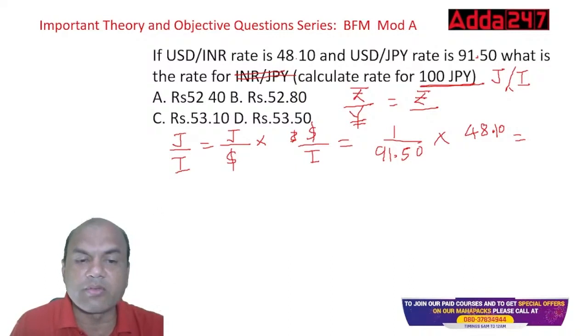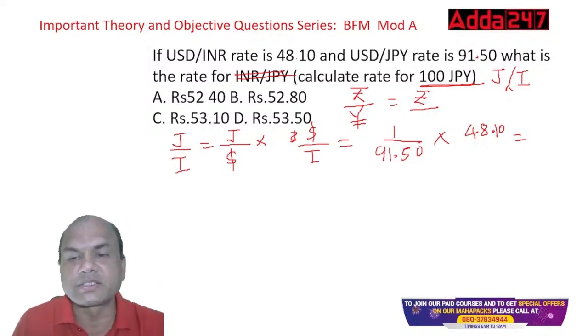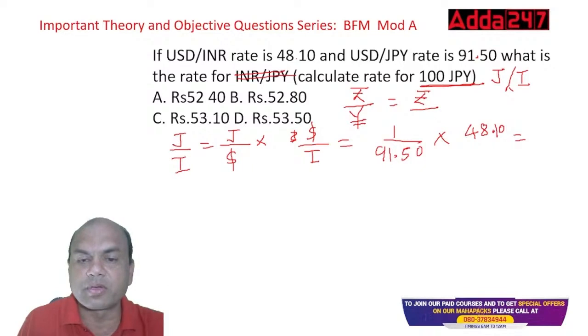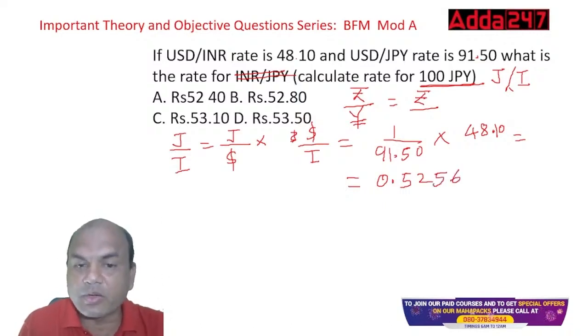91.5, right? 91.5. Okay, so it is 0.5256. I'll write it below. 0.5256, right? So this is 1 JPY to INR.